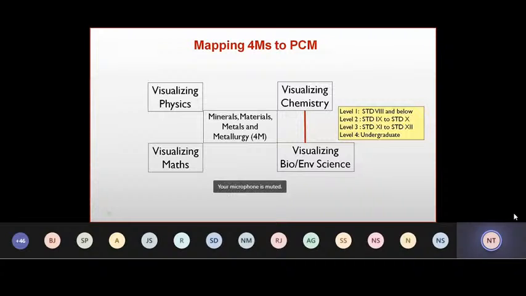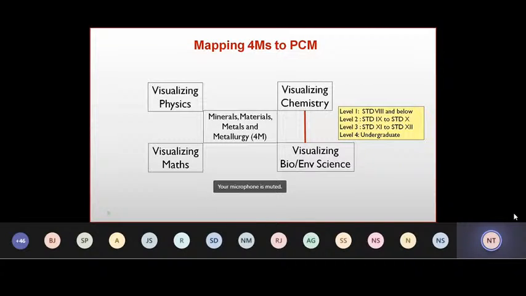Now, what level are we targeting? Definitely, as I told you, our target is levels 1, 2, and 3. We are not targeting level 4. So it is a really challenging task to come up with something, because we are so focused in our research, in our work, because we are more concerned about 4M. Now, how do you convert this 4M to physics? How do you convert this 4M to chemistry? How do you convert this 4M to maths and the other branches of science?